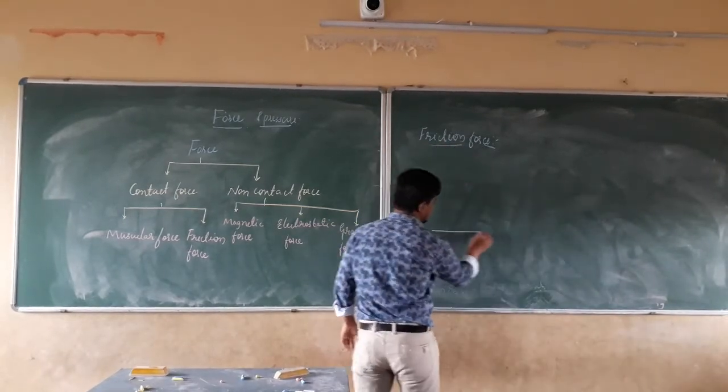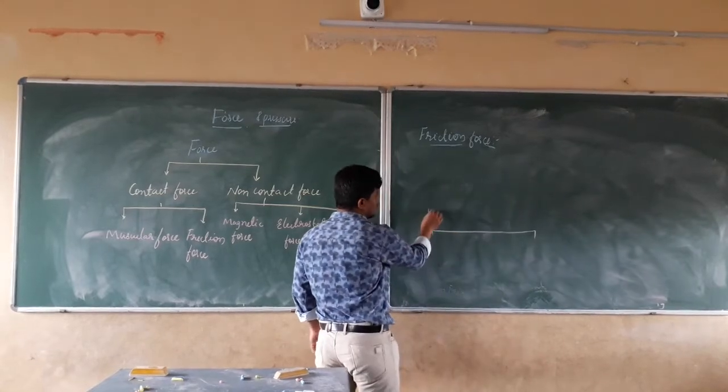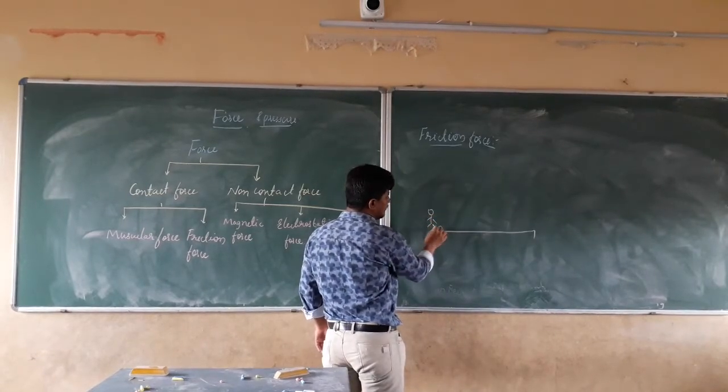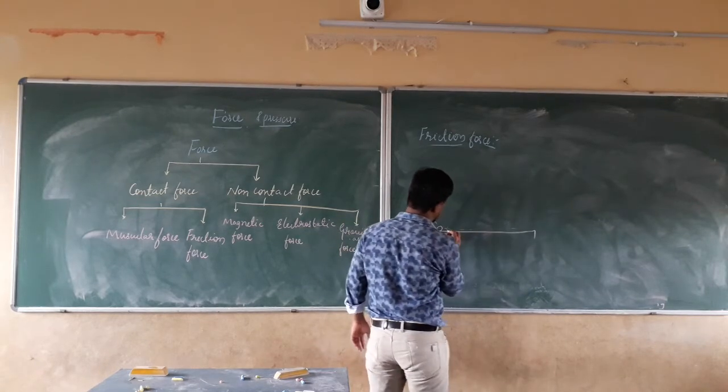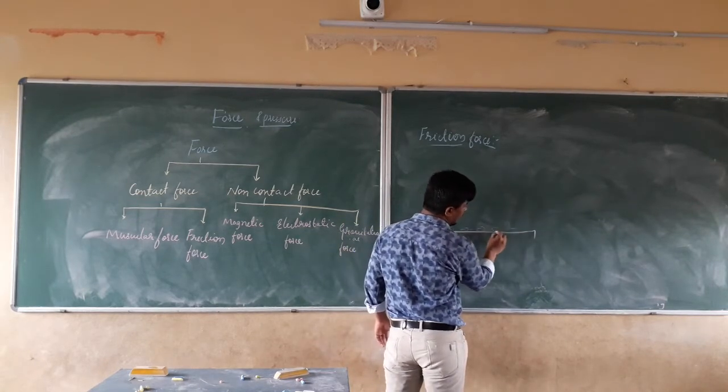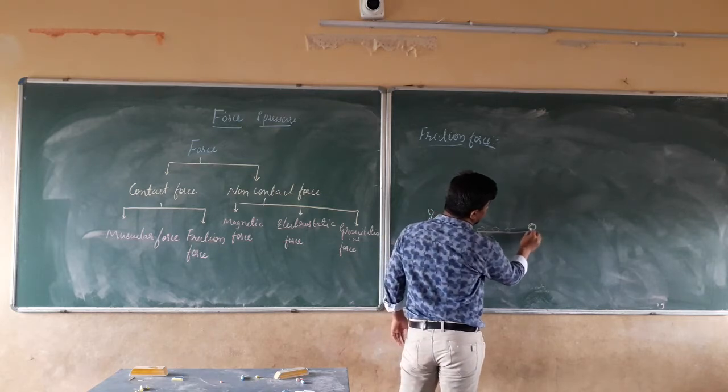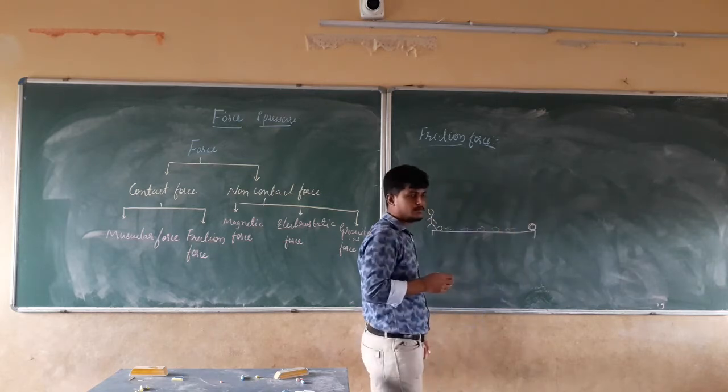Let this be the ground. Let this be the player in between. This will be the football. When I kick it, it starts rolling continuously, comes to this point, and it will be stopped.